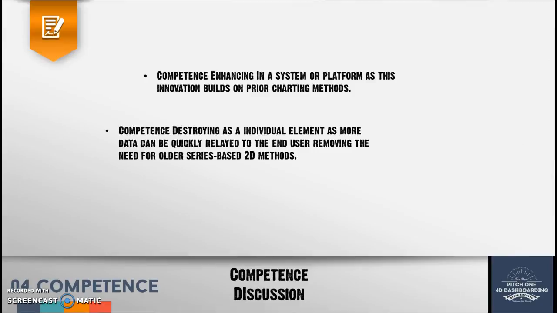This question I had to really think about. In terms of competence enhancement and destruction, in one way, this is competence enhancing when used in a system or a platform, as this innovation would build on prior charting methods. But as far as an individual element, this could be competence destroying, rendering series of individual charts less meaningful, if meaningful at all, when juxtaposed to this solution.